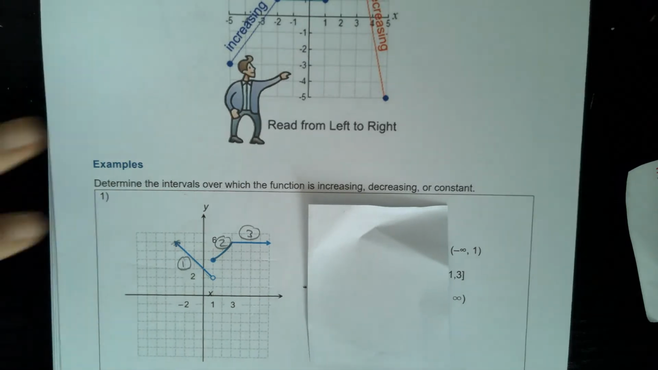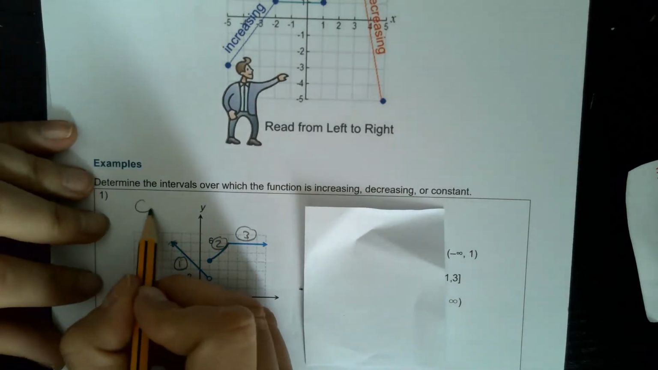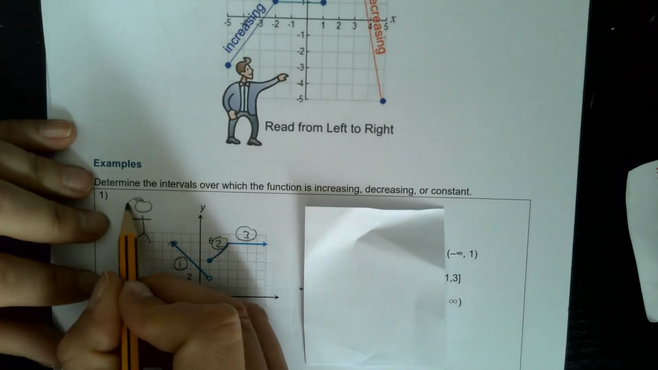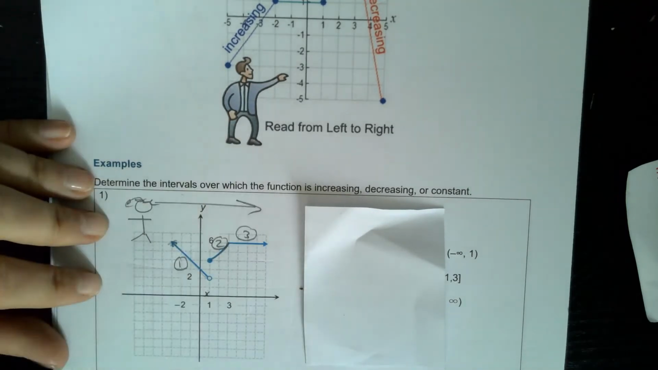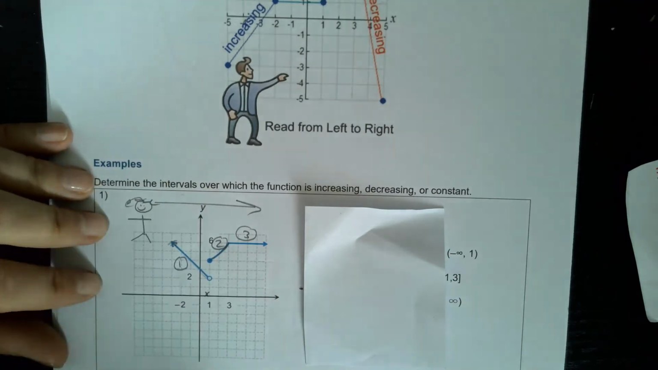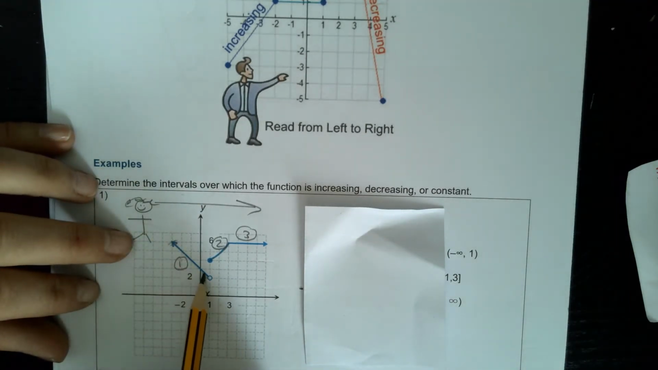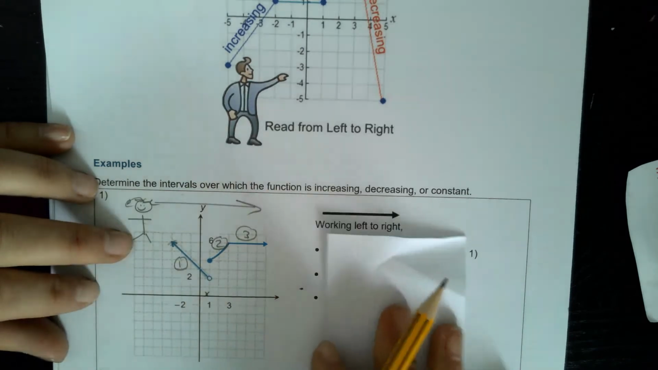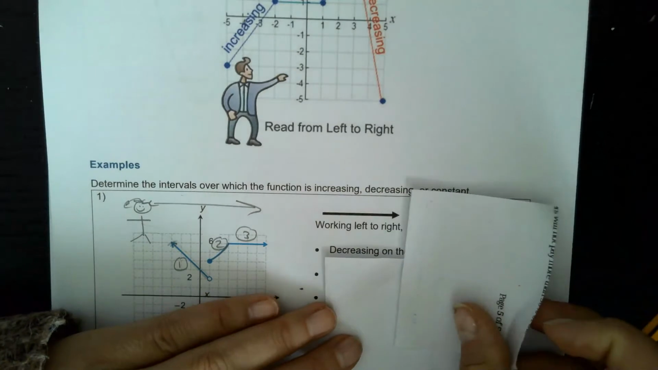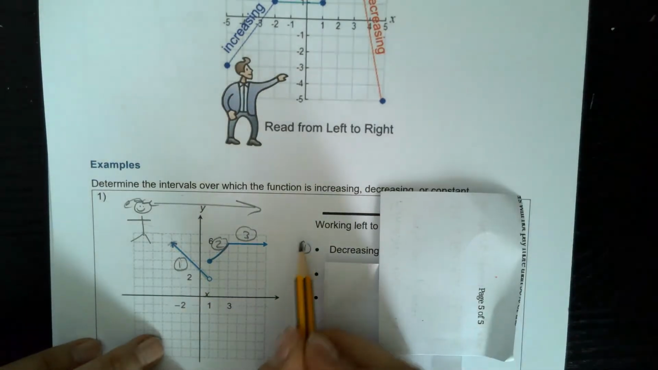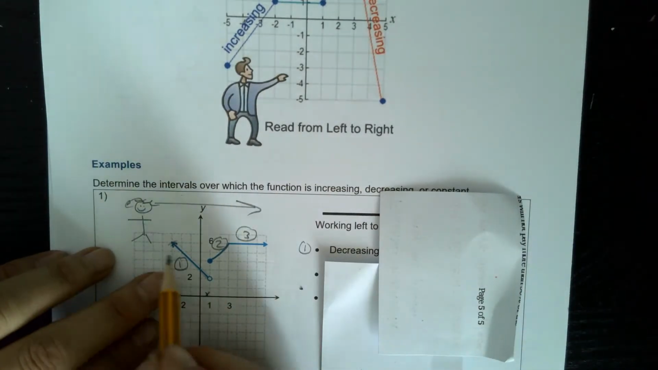The first thing I want to do is draw me, and I'm going for a walk. I'm walking this way. Make me happy. There. As I'm walking, I'm going to walk down. So this part is decreasing. So part 1, 1 is decreasing. Now I'm going for a walk.